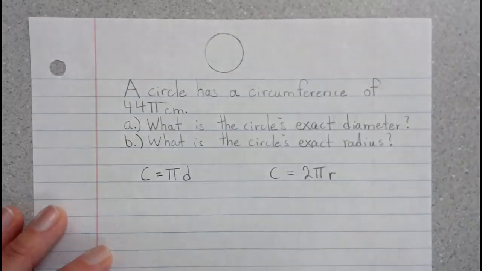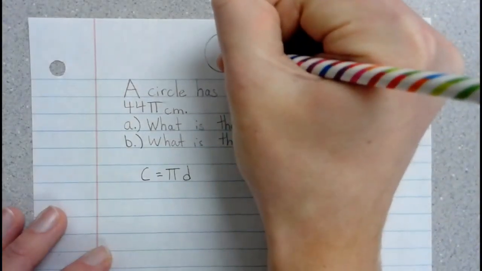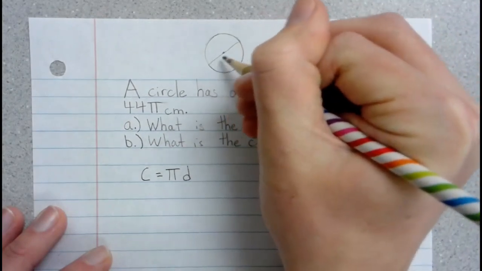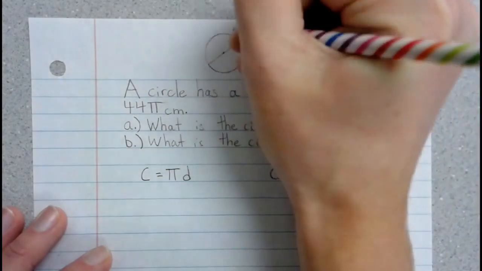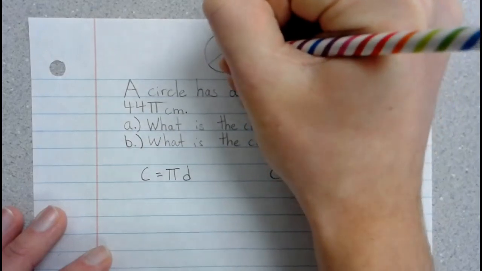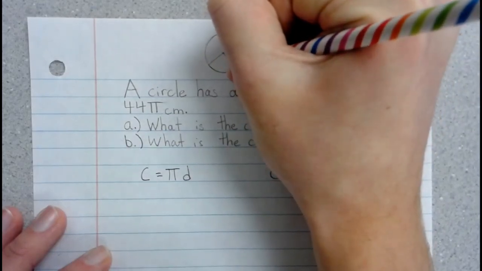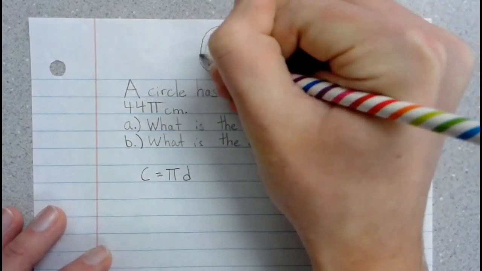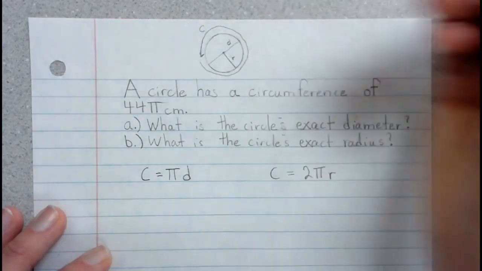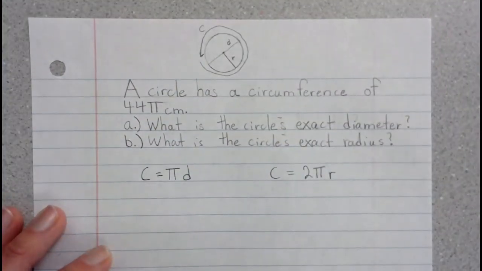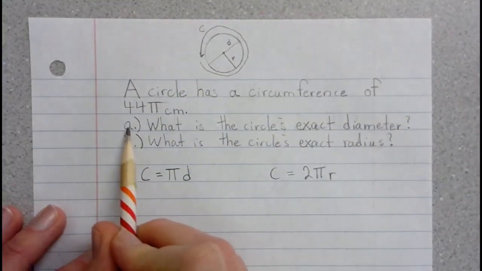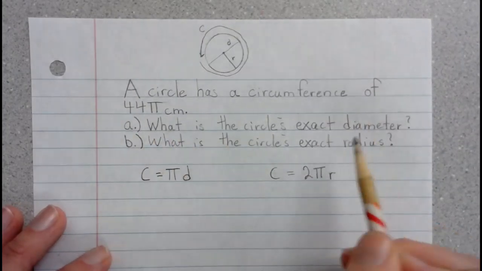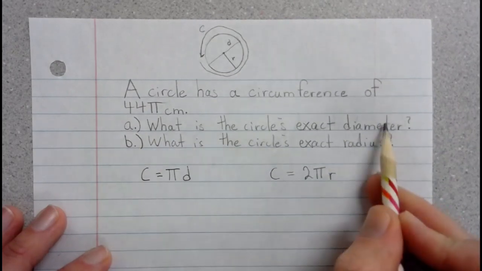So let's go ahead and look at question A. Diameter. Since we're looking for diameter, it probably makes the most sense to use our equation that already has diameter in it. And a key word here that we want to look at is that this says exact diameter. When you see exact, when we're talking about circles, generally that means we're going to keep our answer in terms of pi. In other words, we're not going to round pi, we're not going to write pi as 3.14, we're just going to write it as pi.